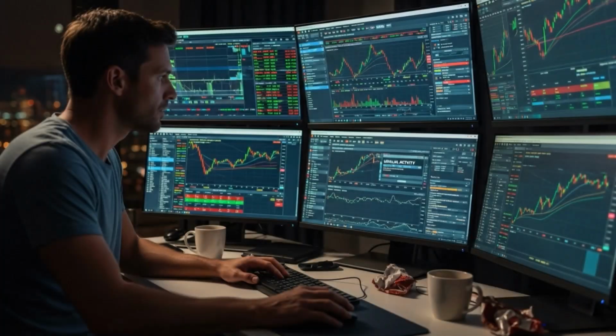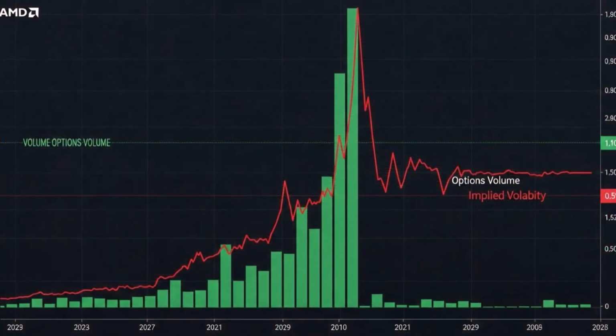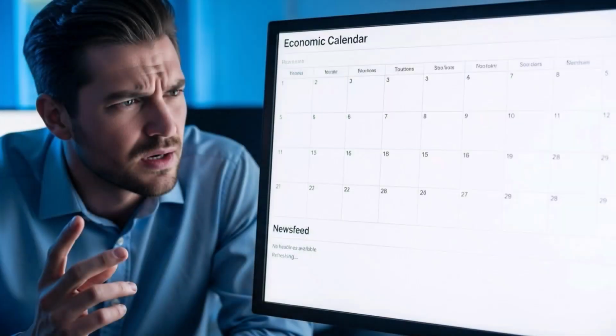You're watching a stock, let's say AMD, and you notice a sudden spike in options volume. Implied volatility is ticking upward, but there's no news, no earnings, nothing on the calendar. A seasoned trader might start digging through forums or wait for a headline. But with ChatGPT, you don't have to wait.